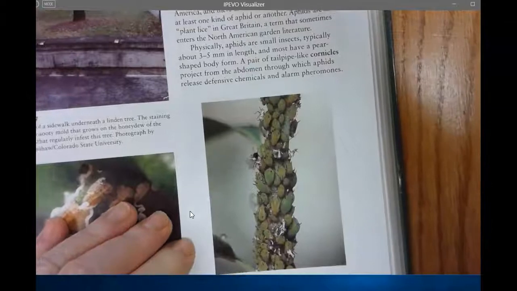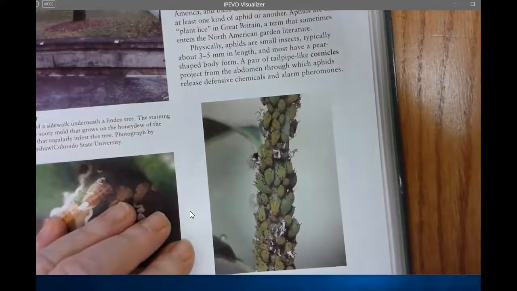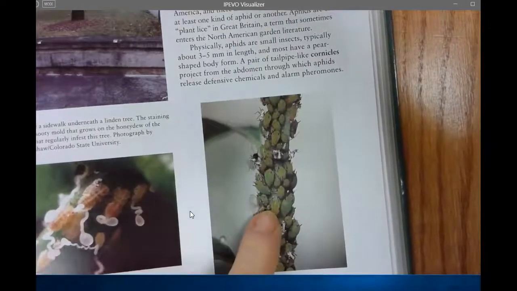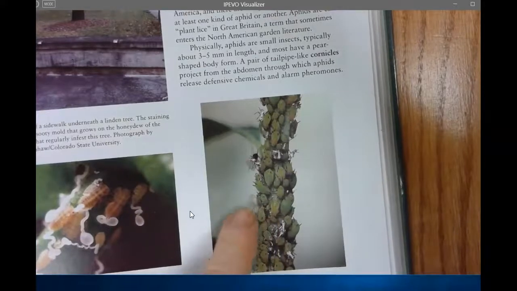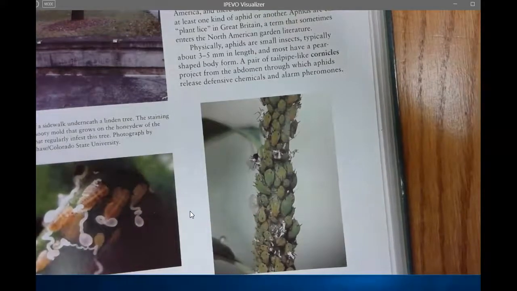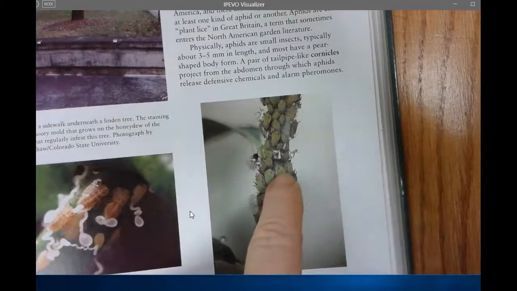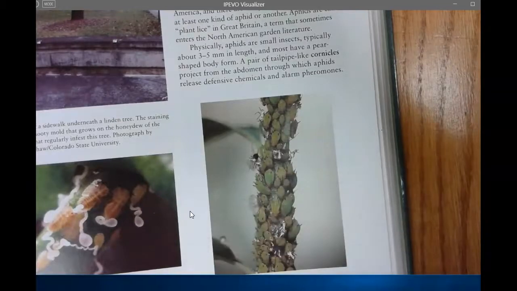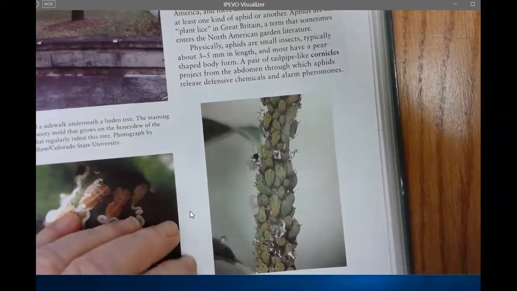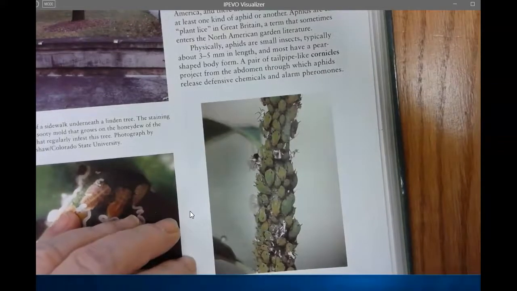They're going to be 3 to 5 millimeters in length and have a pear-shaped body. Remember, they have two little tailpipes on the rear end, which you can see sticking up right here on some of them, and all the way through here. And those are called cornicles, and they can actually release a defense chemical and alarm pheromones when predators come around.